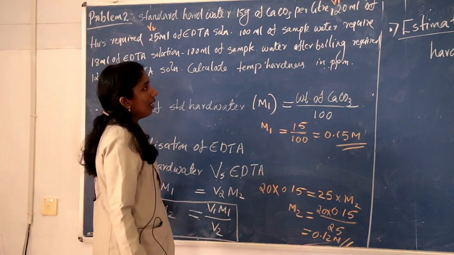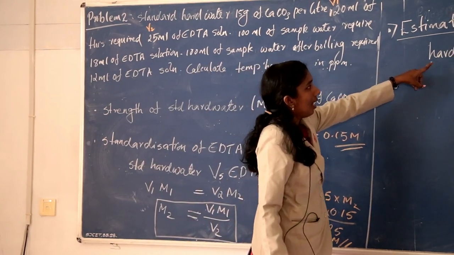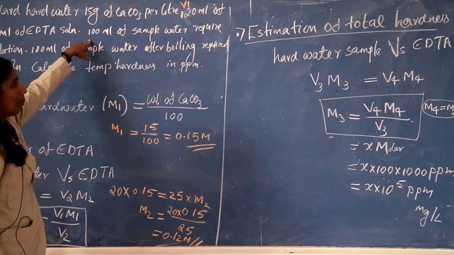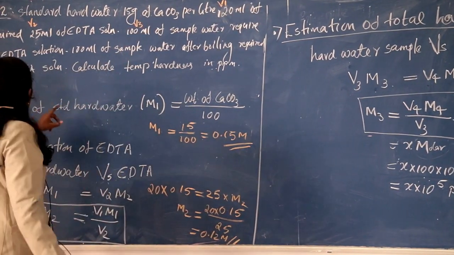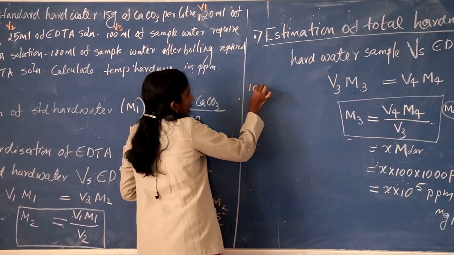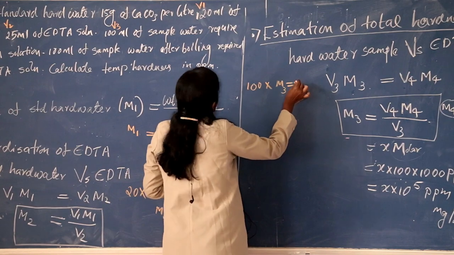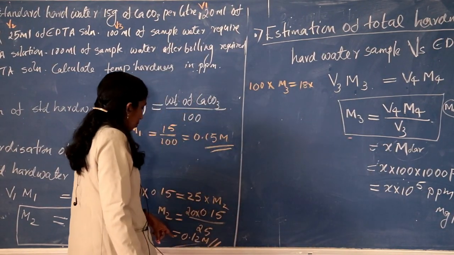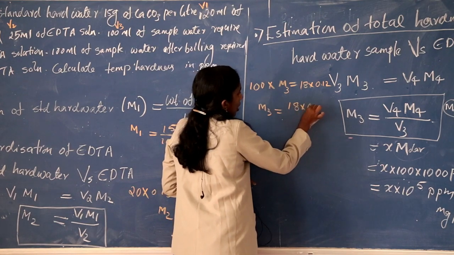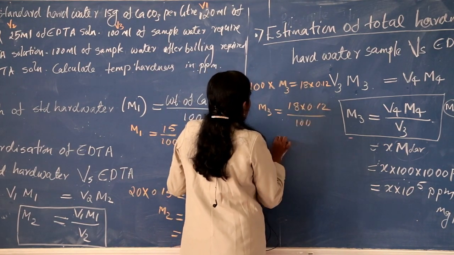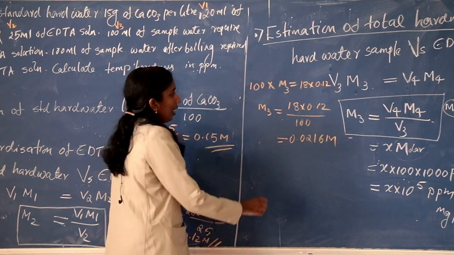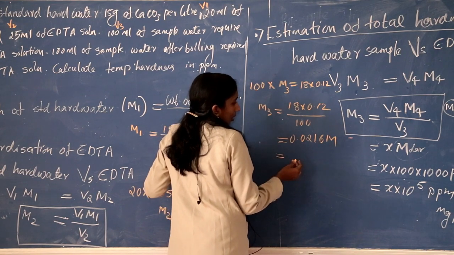Then next one, estimation of total hardness, that is hard water sample against EDTA. Here we look at sample water and volume. 100 ml of sample water, so 100 is V3. Require 18 ml of EDTA, so 18 is V4. Then substitute here: V3 100 into M3 is equal to V4 18 into M4, which is M2, 0.12. Therefore, M3 is equal to 18 into 0.12 divided by 100. This will be equal to 0.0216 molar.